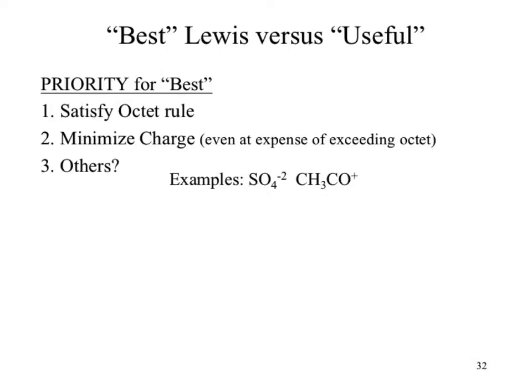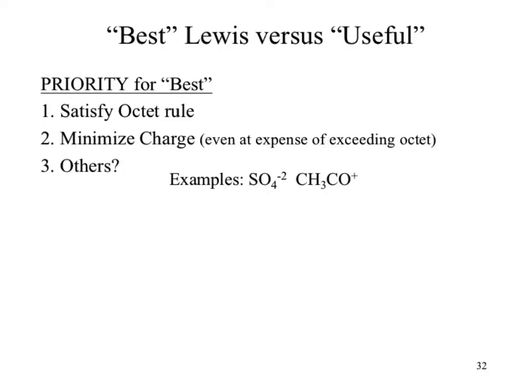We've now kind of addressed this best versus useful. Our best Lewis structures, and yes, this is particularly irritating, you need to satisfy the octet rule. That is first and foremost. Your best Lewis structure will have every atom with its octet satisfied. Rule number 2, minimize the charge. Even at the expense of exceeding the octet, even at the expense of putting a charge on an atom that you don't want to be charged.